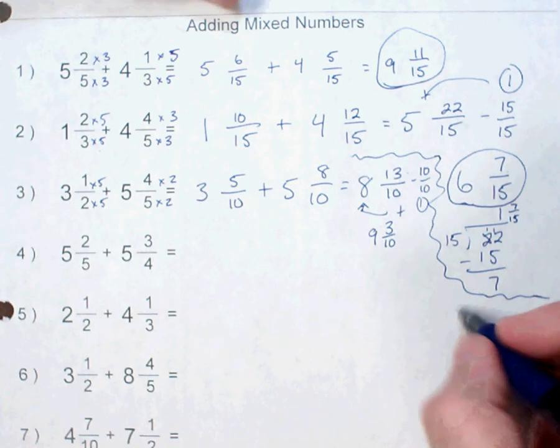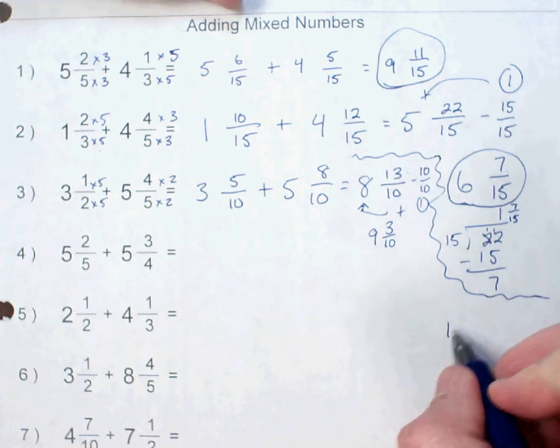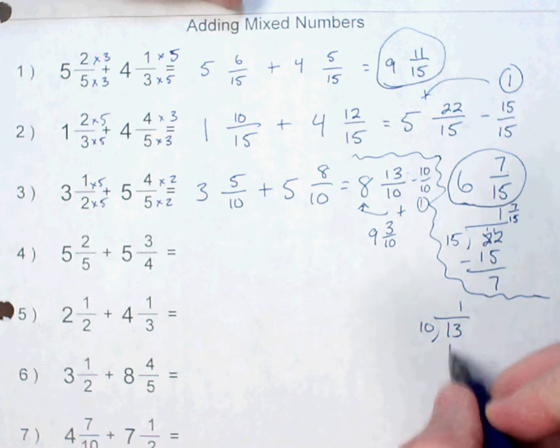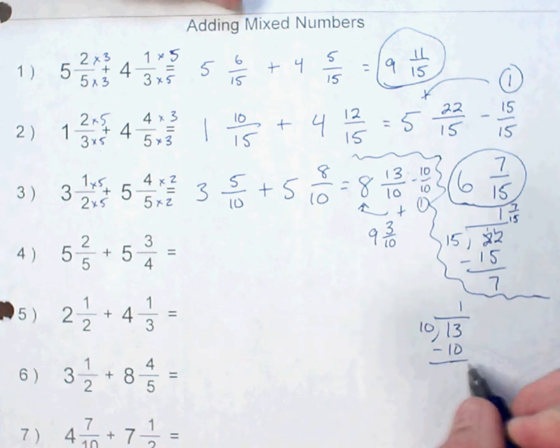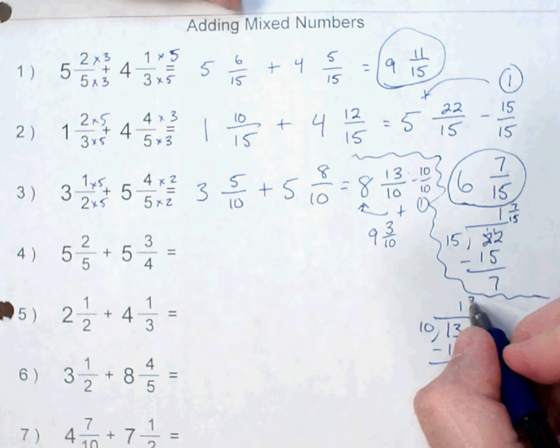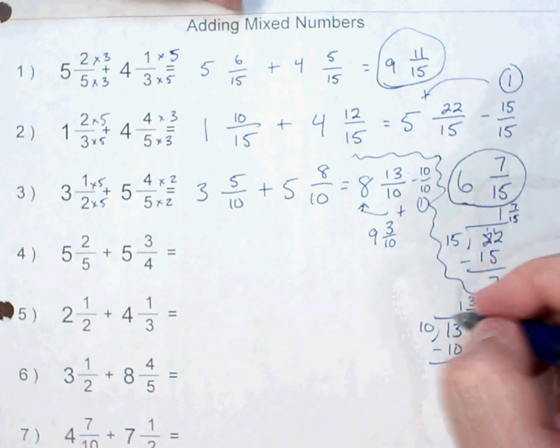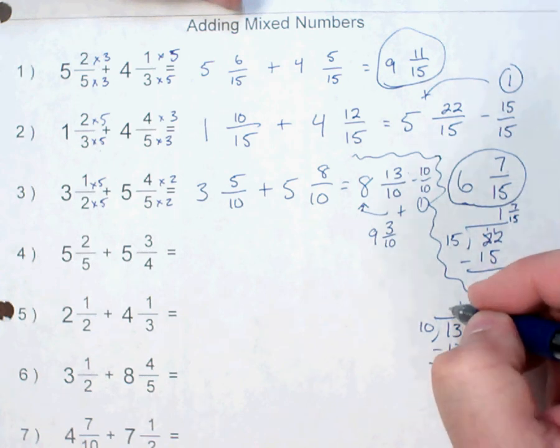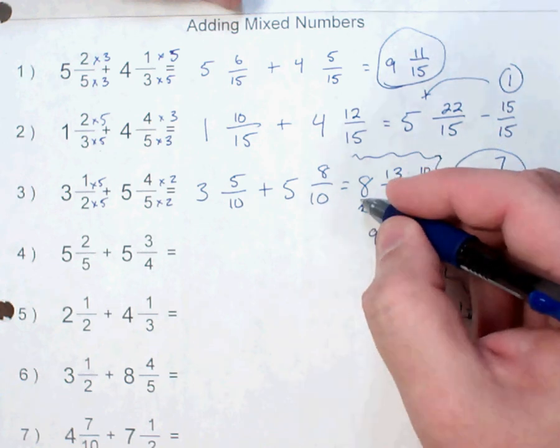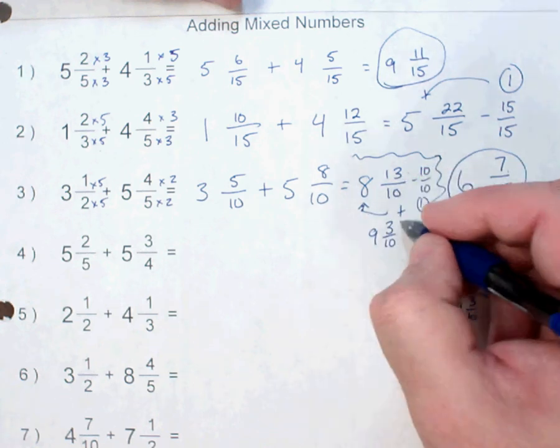Or I can do the division and say 13 divided by 10. 10 goes into 13 one time. 1 times 10 is 10. 13 minus 10 is 3. And so I get 1 and 3/10ths as my answer, which I would then add back to my 8. But I'm going to get 9 and 3/10ths.